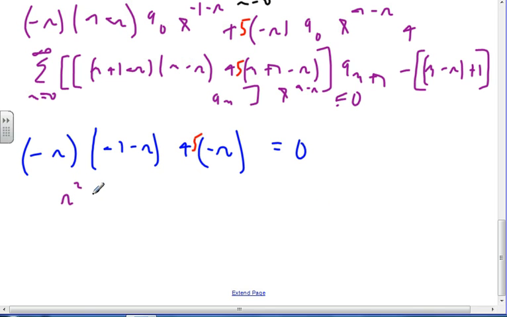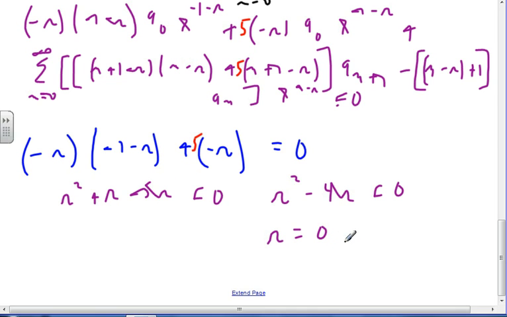So I've got r squared plus r minus 5r is 0. So I've got r squared minus 4r is 0. R can be 0 or r can be 4. And r can be 0 or r can be 4.